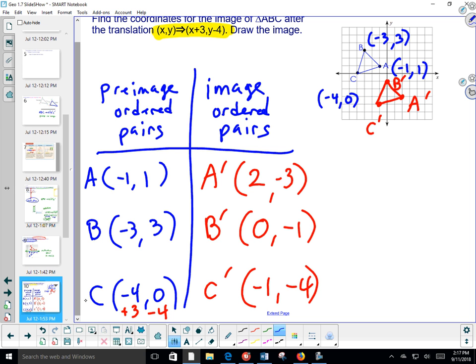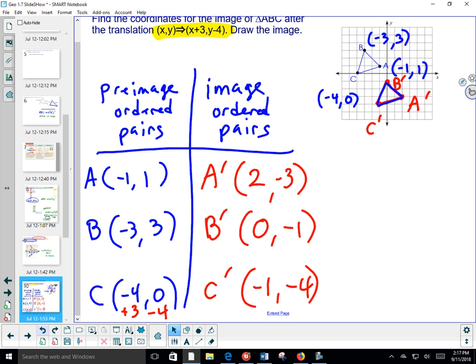Yes. And so what we're doing is we're taking this pre-image and we are sliding it 3 units to the right, 1, 2, 3 units to the right, and 4 units down, 1, 2, 3, 4. Are we okay with this? Yeah. On the quiz, we have to say like how many we're moving over and down.